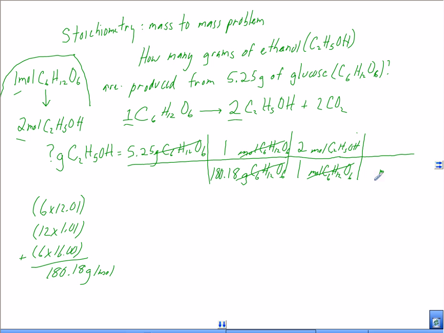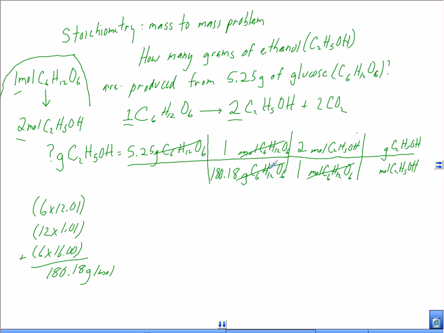What's going to go on the bottom? Moles of ethanol, because that's what I'm trying to convert and trying to cancel out here. What's going to go on the top? Well, can I go from moles to grams of the same thing? Sure I can. So grams of C2H5OH. Fortunately, this is the last bracket. I'm not going to run out of space.